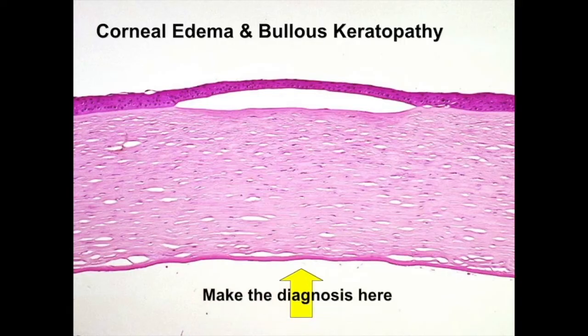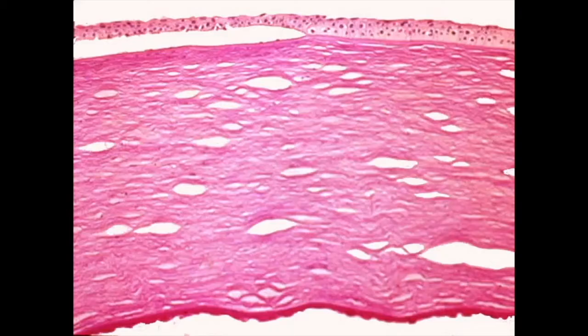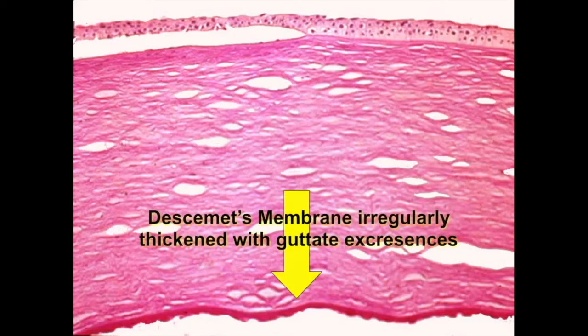Here's an example of corneal edema and bullous keratopathy. There are different causes for corneal edema and bullous keratopathy. We look at Descemet's membrane to make the diagnosis. In this photo, Descemet's looks normal, and we don't see any endothelium, so this would be consistent with pseudophakic bullous keratopathy or, say, aphakic bullous keratopathy. Here's another example of bullous keratopathy. In this instance, Descemet's membrane is irregularly thickened with guttate excrescences, so this is what we see in Fuchs dystrophy.